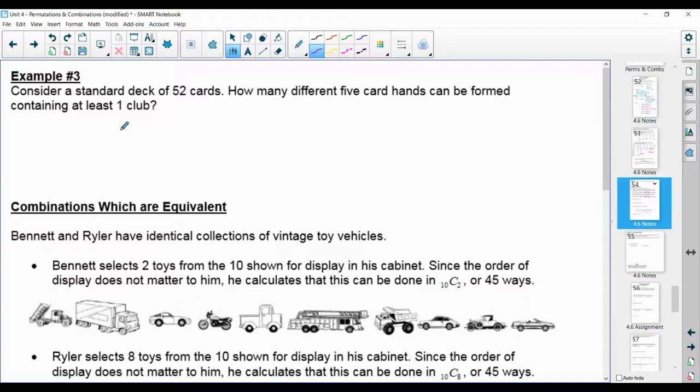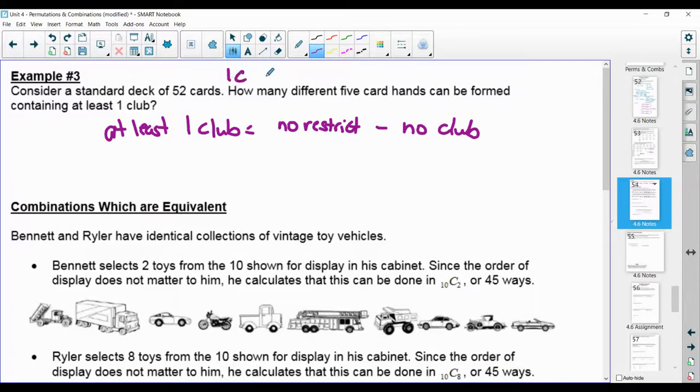But if we want at least 1 club, well, we think about how many ways we can have that. And so at least 1 club would be the way that we can have no restrictions minus no clubs. So again, if you think about that, if we want at least 1 club, that means we want 1 club, 2 clubs, 3 clubs, 4 clubs, or 5 clubs. And the only one that we're not considering is 0 clubs. So we're going to actually figure out 0 clubs and subtract it from the total.